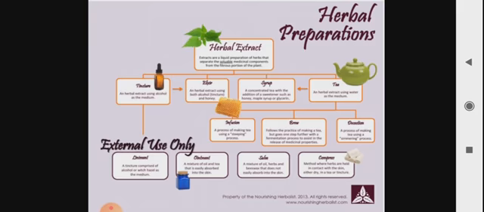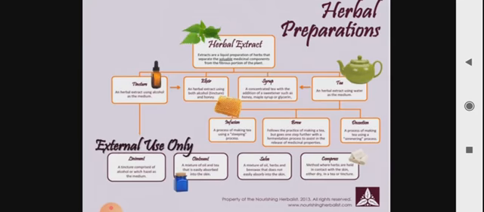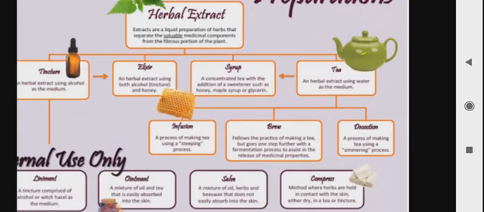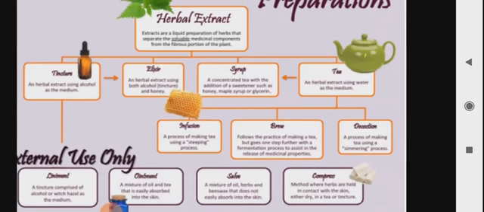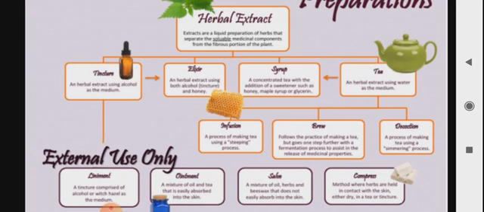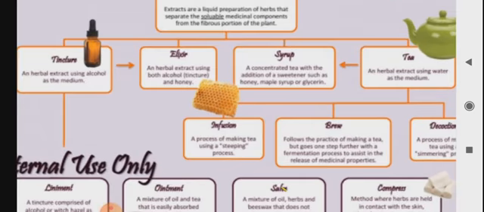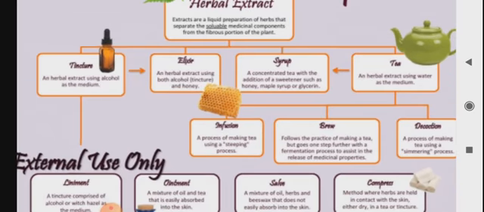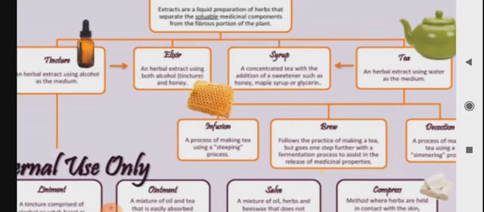So, see, this slide indicates different herbal preparations, herbal extracts. It is a liquid preparation of herbs obtained from the plants, or extract out soluble medicinal components from the plant materials. Tincture, so it is prepared using alcohol as the medium. Elixir, hydroalcoholic preparation.